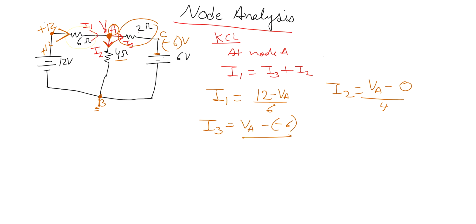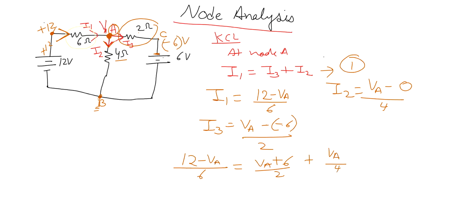So now the next step is to substitute the values of I1, I2, I3 in your equation 1. So I1 is (12 minus VA) divided by 6. I3 is VA, this minus will become plus, plus 6 divided by 2, plus I2. I2 is VA divided by 4. So now you have to solve this equation.